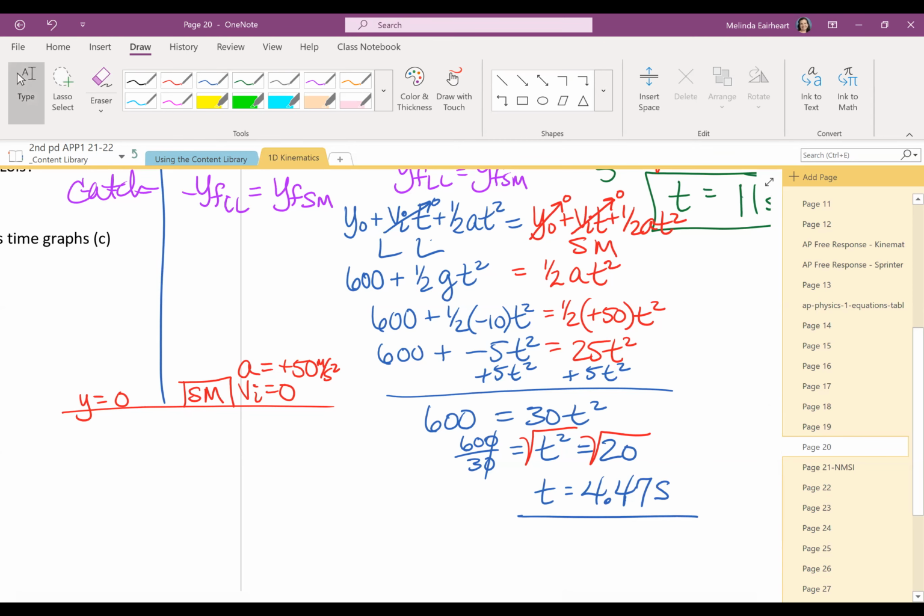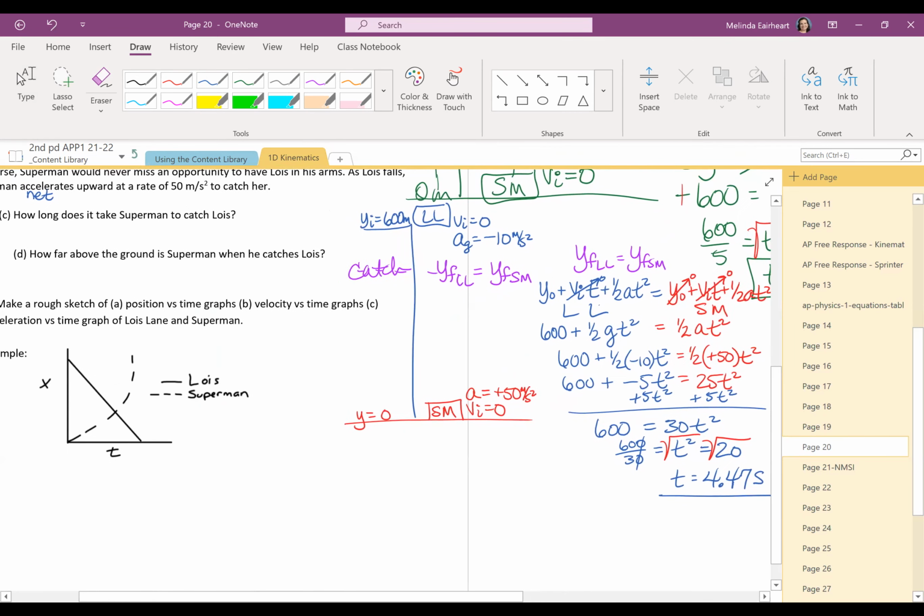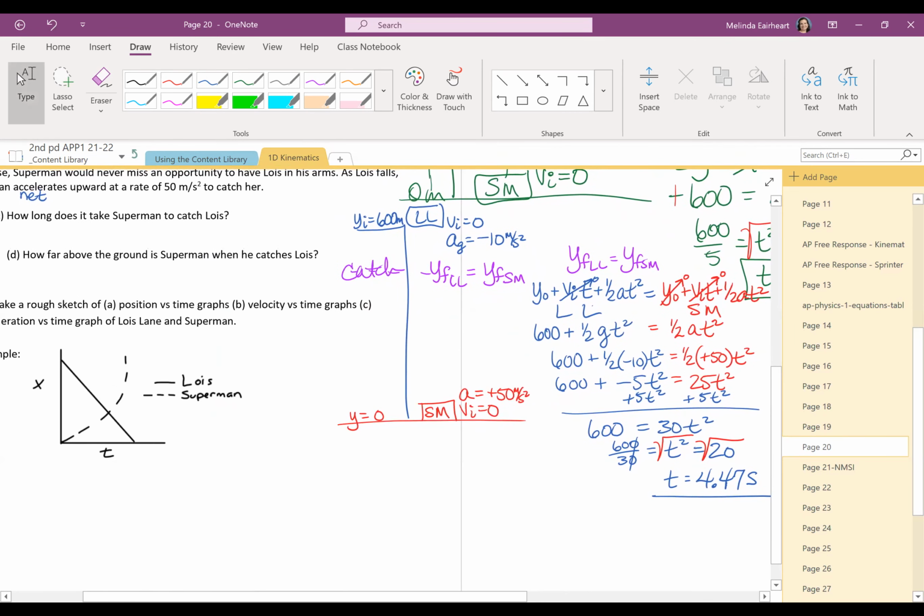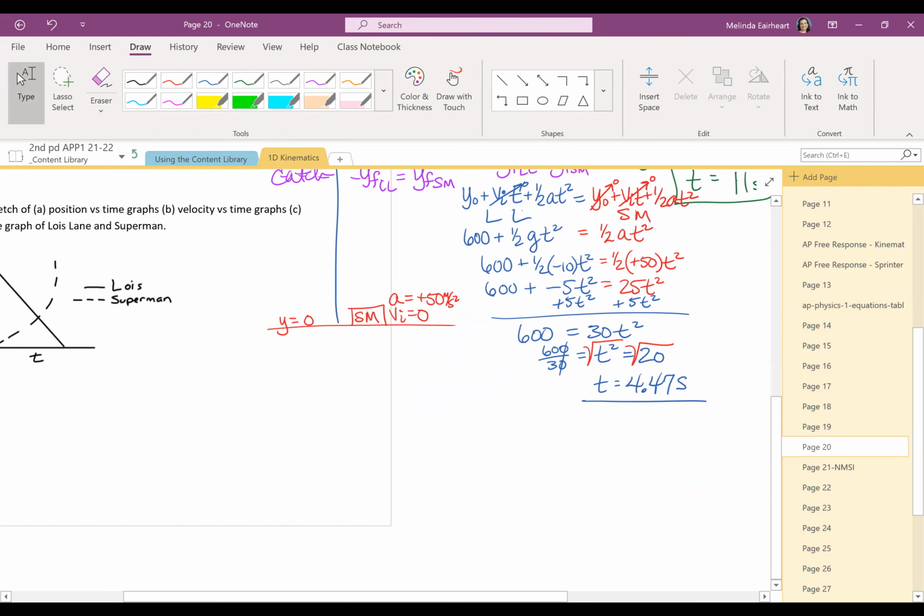Now the next question: where does it happen? How far above the ground is Superman when he catches her? So now that we know the time, can't we just resubstitute it into that final position equation that we have for both? Technically, if it's equal time, equal position, I can do either Lois Lane or Superman. Okay. And so what do y'all want me to do? Lois, Superman. Okay. Somebody be a rebel in the room and do Lois. I'm going to do Superman. We should get the same answer.